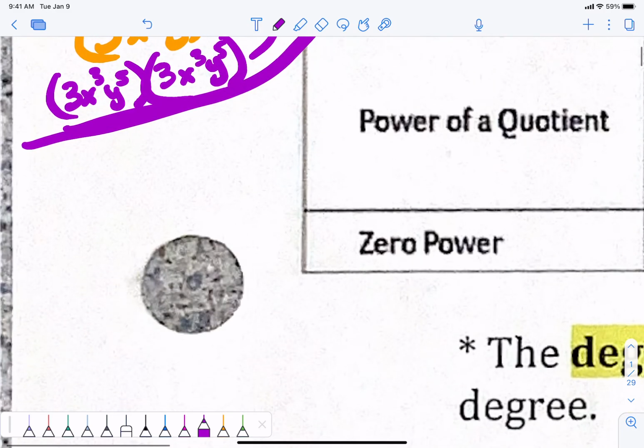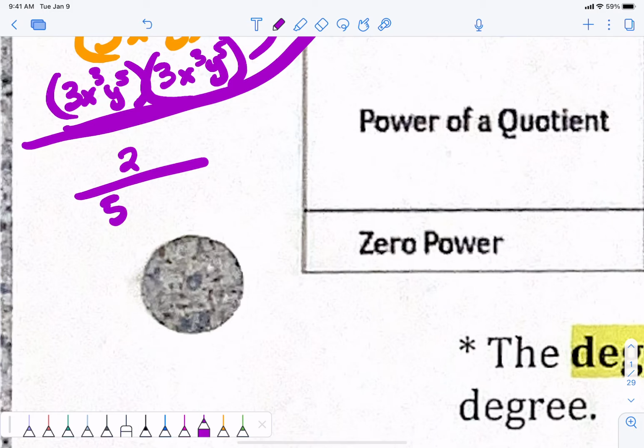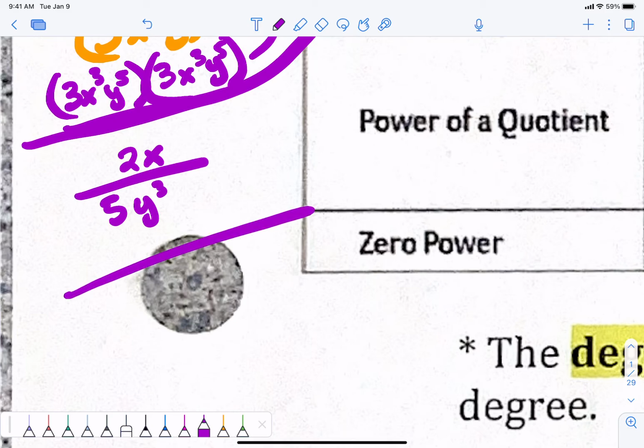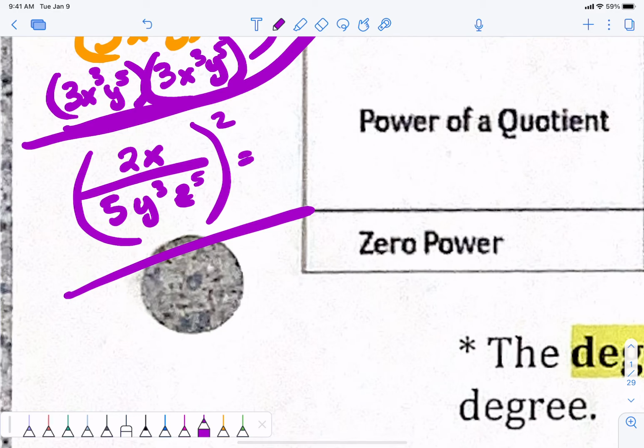Now let's do power of a quotient. So let's say I have 2 over 5. Let's do an x on the top, a y cubed. This is the power of a quotient. Y cubed, z to the 5th power, all to the, we'll do it squared again. Is that a z to the 5th? That's a z to the 5th, yep. I'll make it a little nicer. There you can see it now.